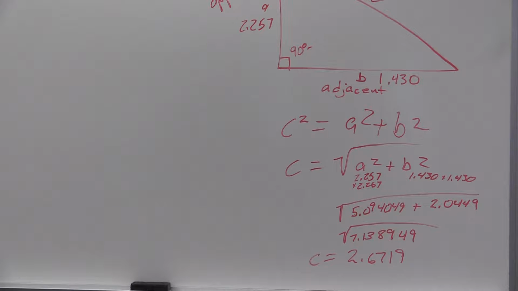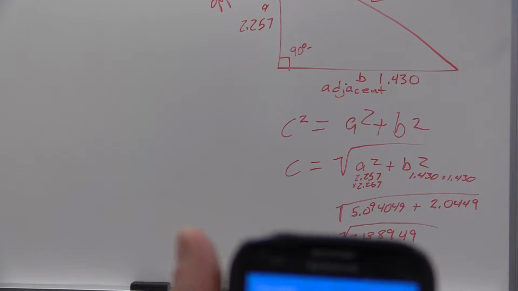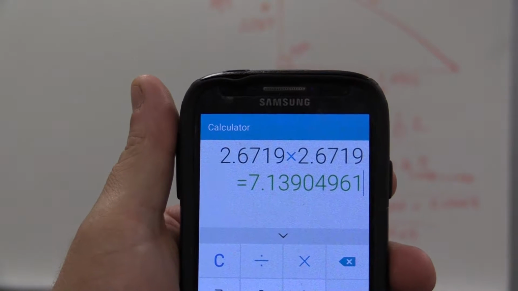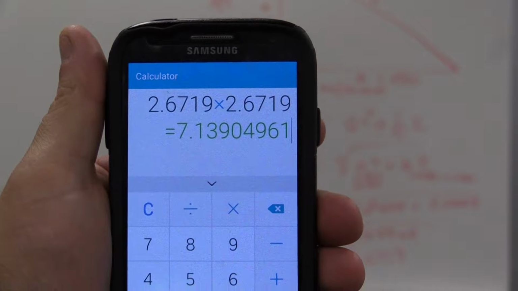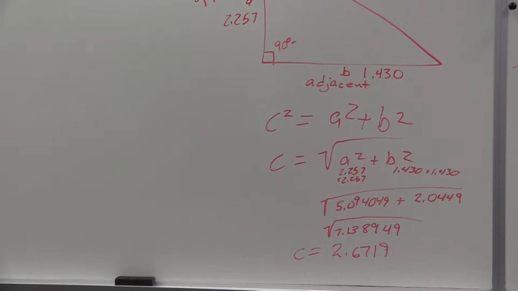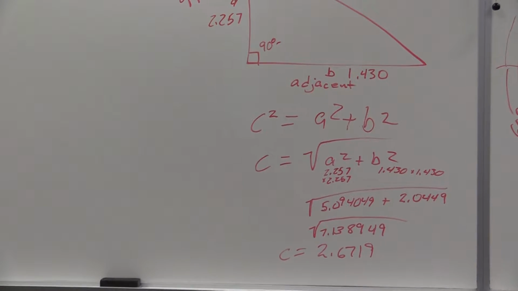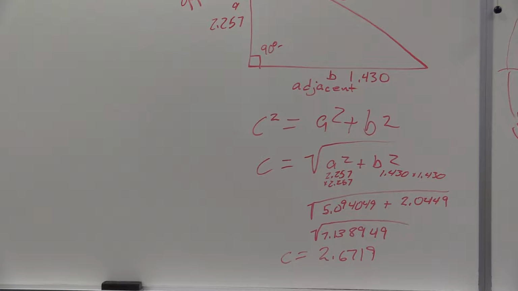2.6719. So real quick, you can see 2.6719 times 2.6719 is equal to 7.1390, 7.138949. And I could have carried the numbers probably kept carrying on. Most cases we're going to carry it to 3 decimal places, and that's it. So we just proved that this formula works. Okay?